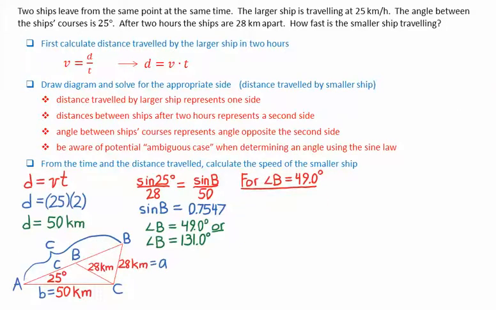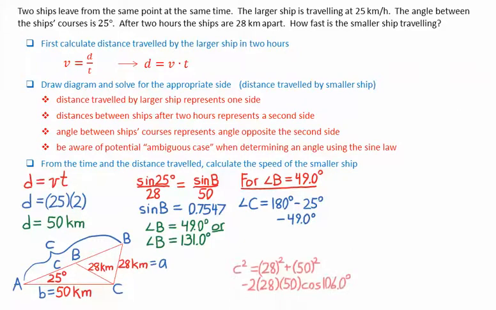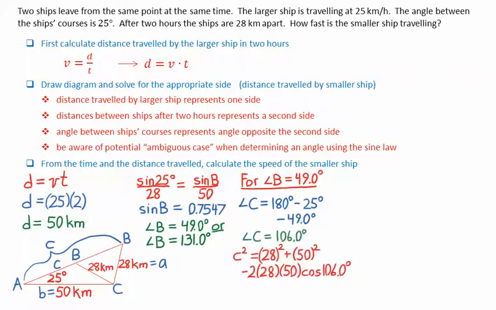First of all, we'll look at the angle B of 49.0 degrees. We can first figure out angle C. Angle C is equal to 180 minus 25 degrees, which was angle A, minus 49 degrees, which was angle B. We then get angle C being 106.0 degrees.